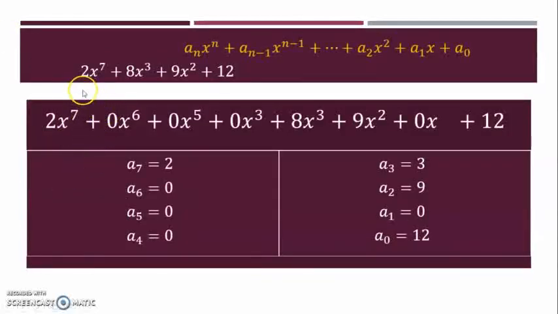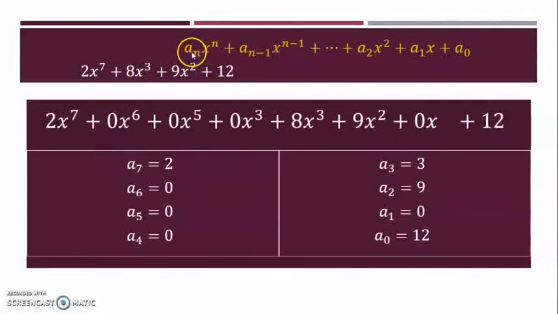Let us look at this polynomial: 2x to the power 7 plus 8x to the power 3 plus 9x square plus 12. So we have written the general term here. We can represent it as 2x to the power 7, 0x to the power 6 because there is no x to the power 6 term, 0x to the power 5, and x to the power 4 is also there. I forgot to write it. Oh, this is 0x to the power 4, plus 8x to the power 3, 9x square. There is no x term and there is 12.